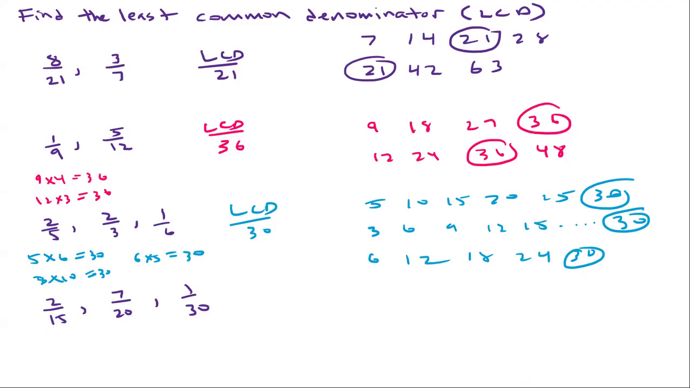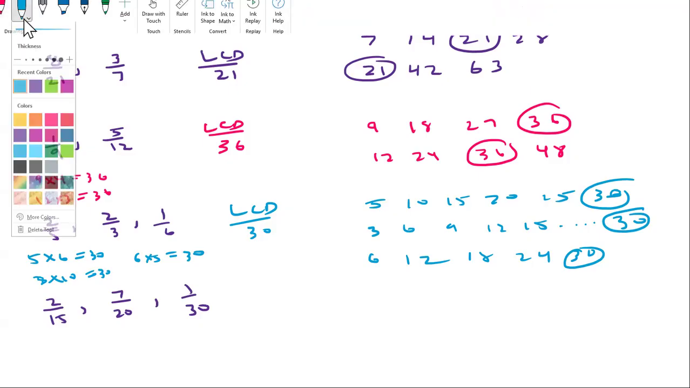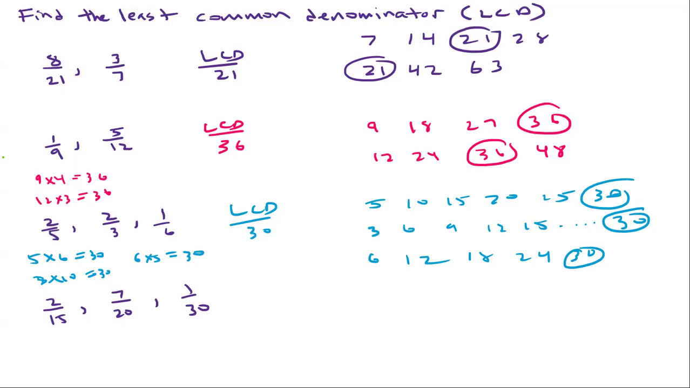Okay. And then for the last one here, following that same method, the LCD for this one is going to be 60. Okay. Because again, I can do 15 times 4 is 60. I can do 20 times 3 is 60. And then 30 times 2 is 60. Okay. And then again, that will be the least common denominator between them.